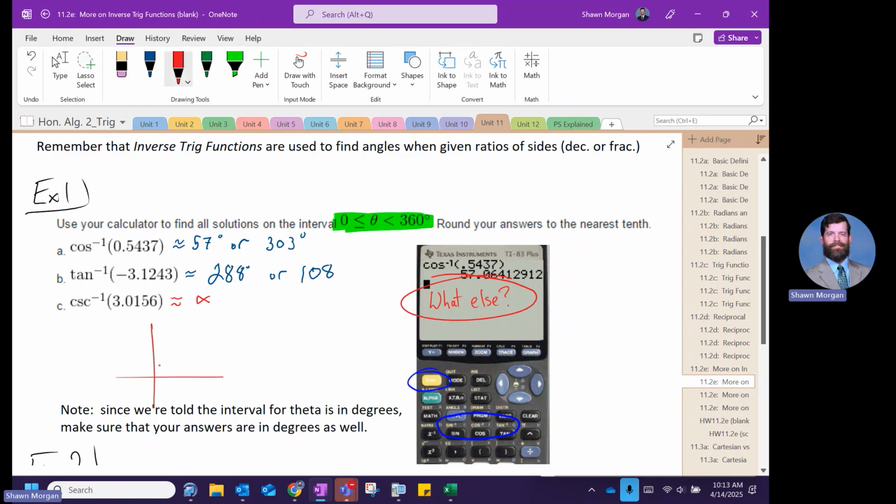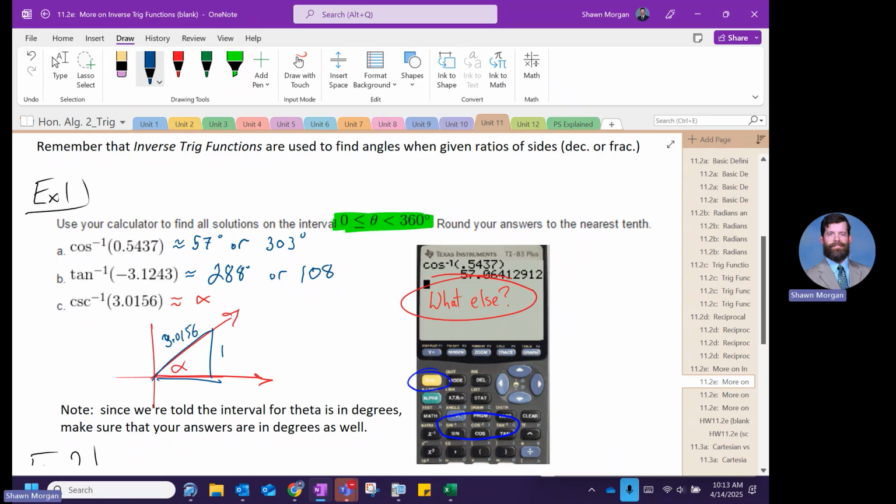Let me draw a picture of what alpha looks like. Okay. Now, this is cosecant. So cosecant is blank over blank. Think SOHCAHTOA. All right, very good. So I've got 3.0156 hypotenuse over opposite. There's my picture.